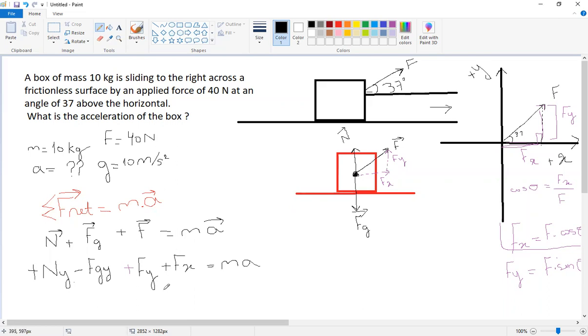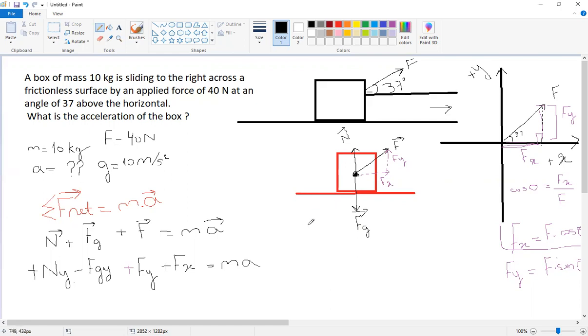Okay, now let's read again the question. A box is sliding to the right, so this box is moving along the horizontal axis. It's moving along this line, the x-axis. It's not moving along the y, so there's no acceleration, okay? The speed of this object is not changing along the y-axis, so there's no change in speed, and it remains at rest along the y direction.